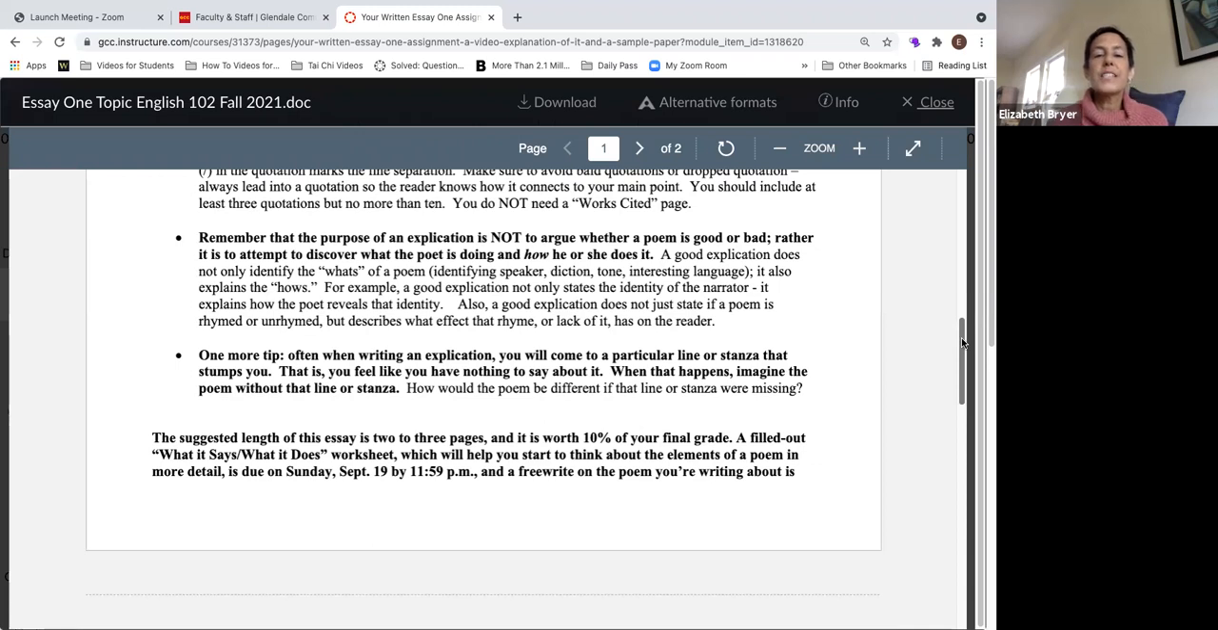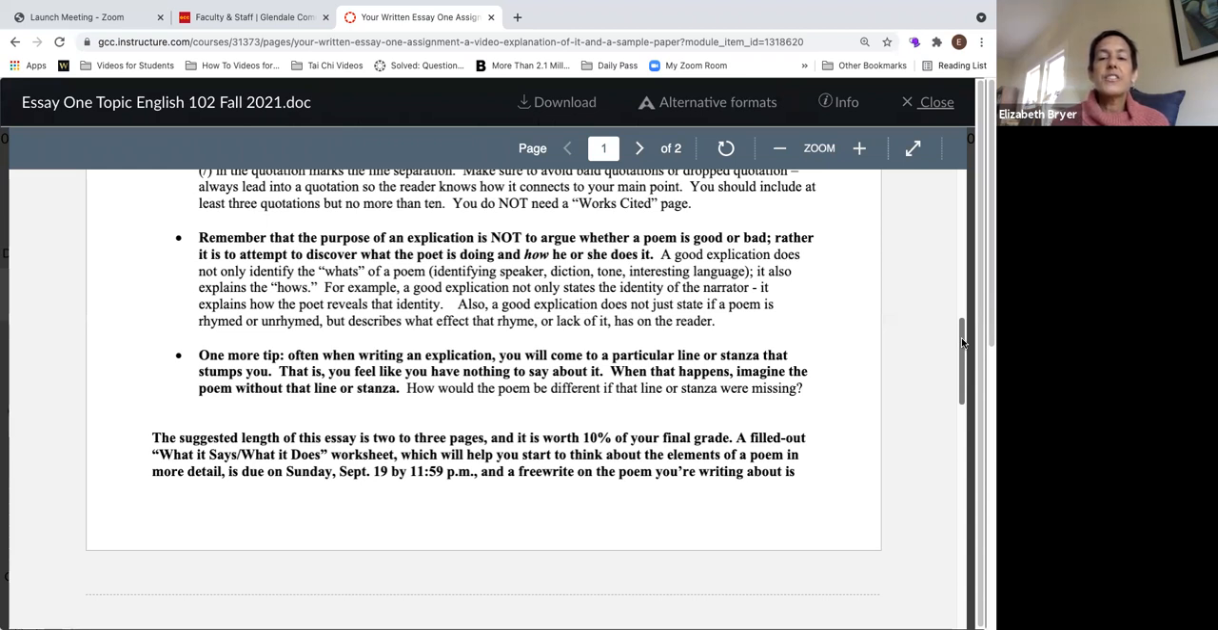Remember that the purpose of an explication is not to argue whether a poem is good or bad. Rather, it is to attempt to discover what the poet is doing and how he or she does it. A good explication does not only identify the whats of a poem, identifying speaker, diction, tone, interesting language, it also explains the hows. For example, a good explication not only states the identity of the narrator, it explains how the poet reveals that identity. How do we know it's the son speaking in "My Papa's Waltz"? At what point do we learn that?